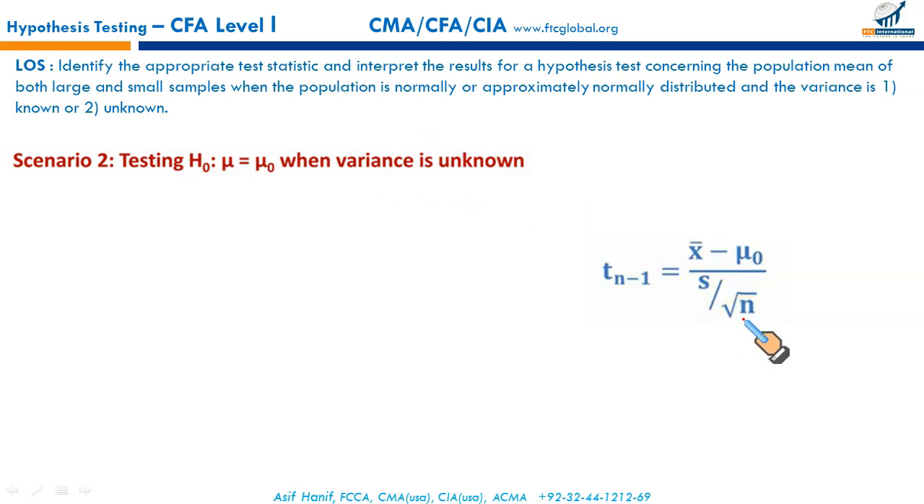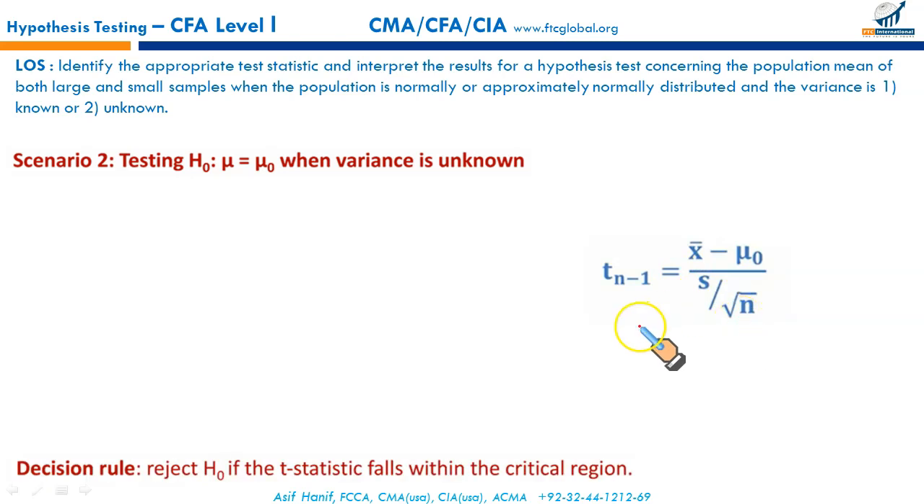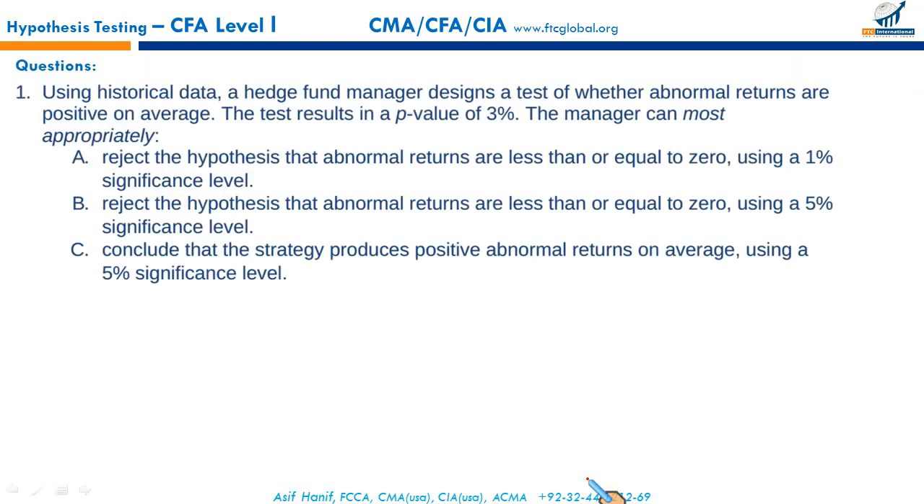So we'll do the same thing. Once the t statistic is computed, it is compared to the critical value that corresponds to the level of significance, and finally the decision rule is to reject the null hypothesis if the t statistic falls within the critical region, something similar to what we've done in our previous example. Now let's say we have some questions to enhance our understanding.